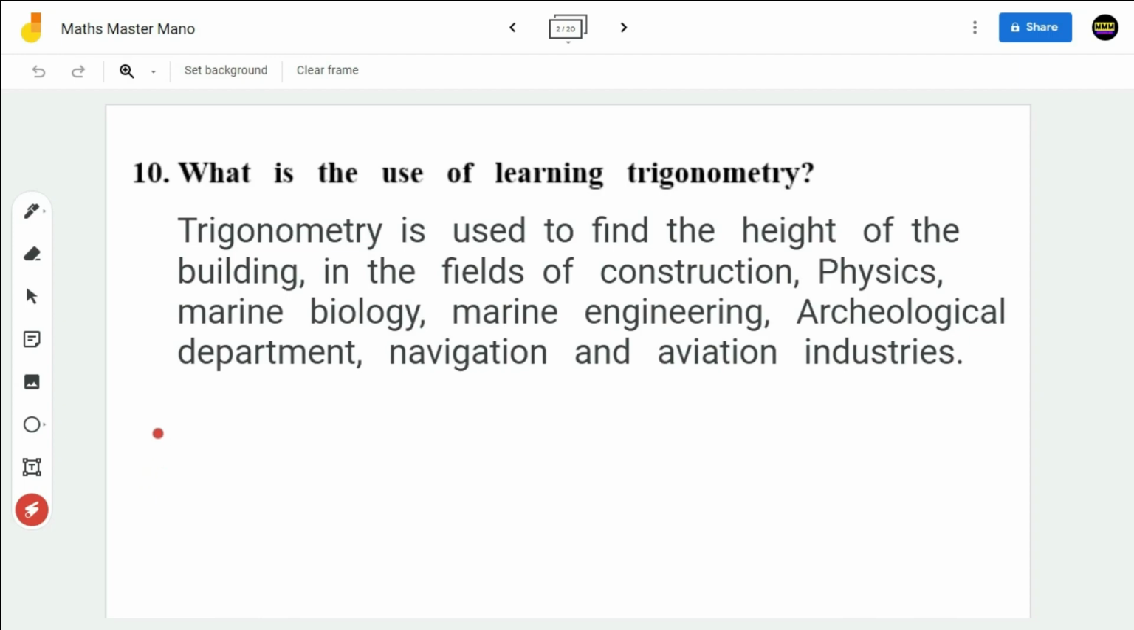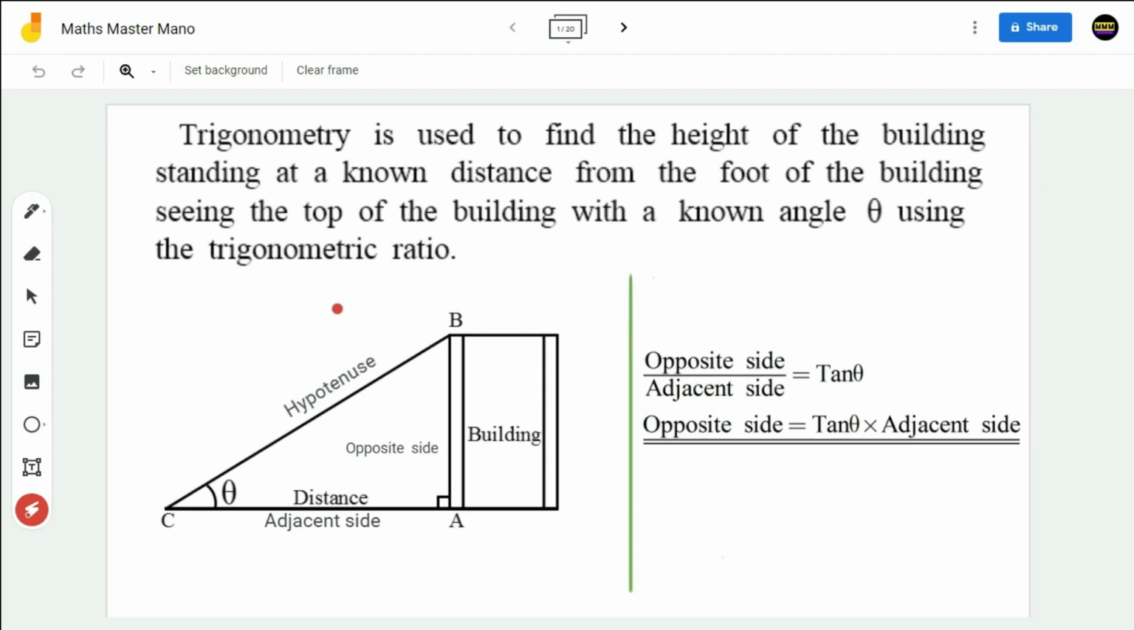Now we are going to see the last question, that is, what is the use of learning trigonometry? Trigonometry is used to find the height of the building and in the fields of construction, physics, marine biology, marine engineering, archaeological department, and in navigation and aviation industries. Trigonometry is used to find the height of the building if a person is standing at a known distance from the foot of the building, seeing the top of the building with the known angle theta using the trigonometric ratio.